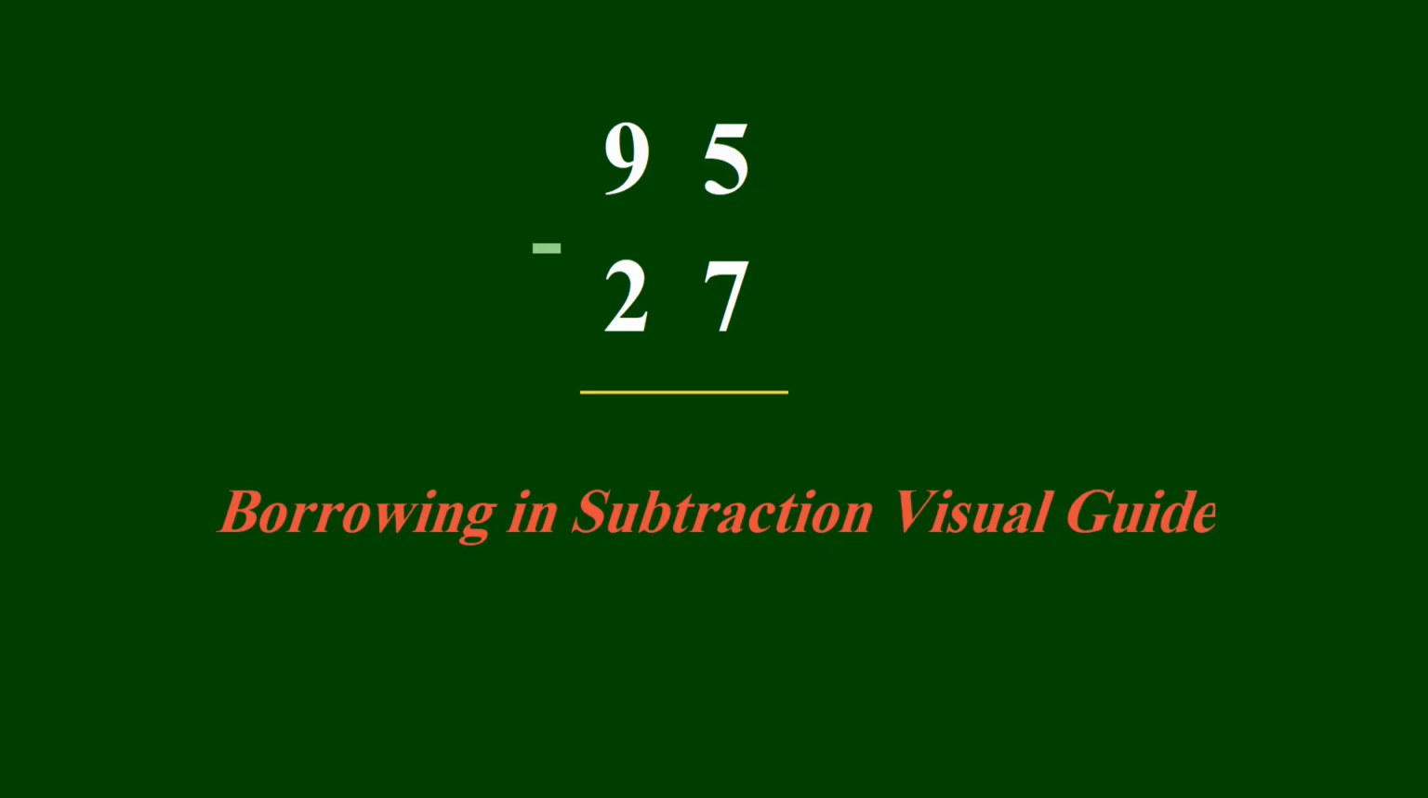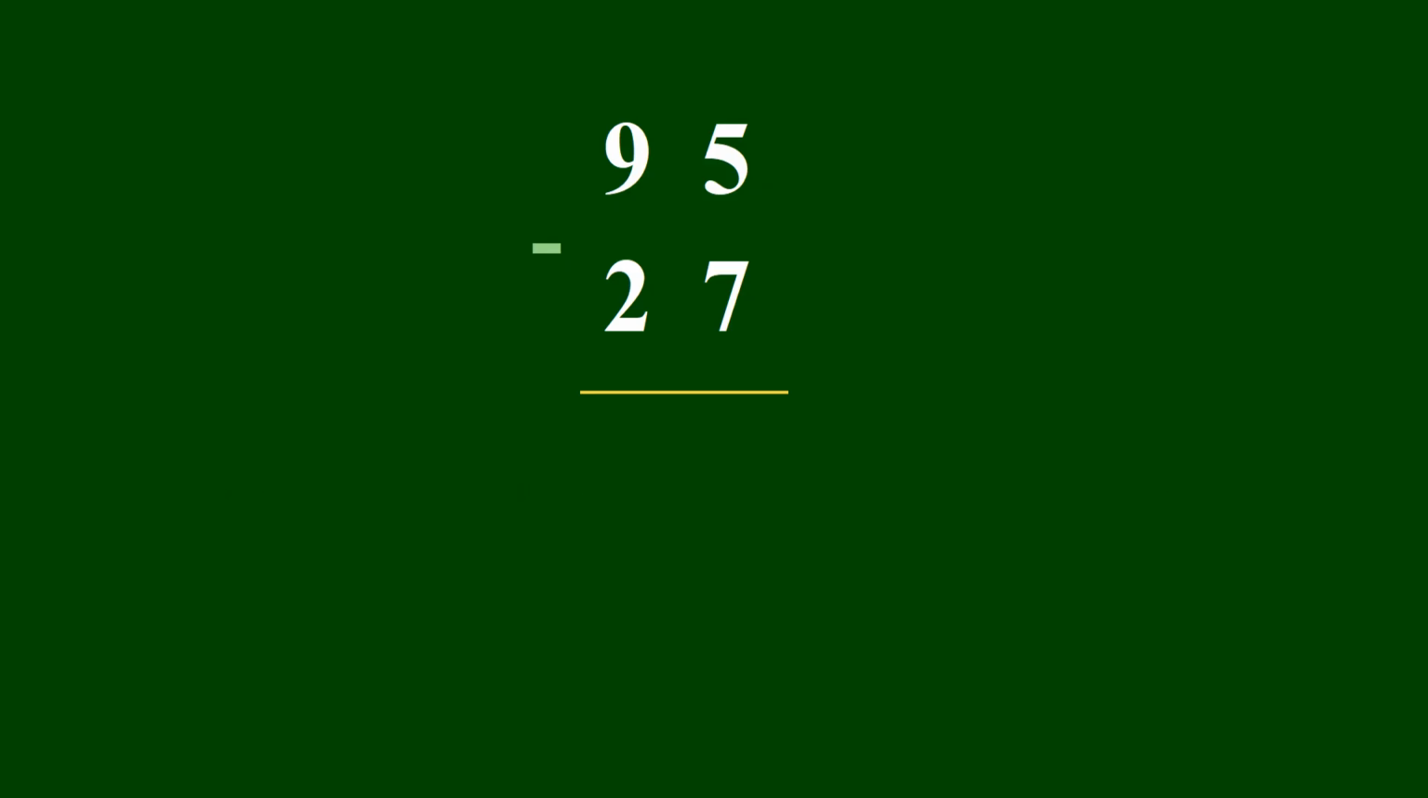In this video, let's solve this subtraction problem. 95 minus 27. The ones column is on the right and the tens column is on the left. We start solving the subtraction problem by subtracting the numbers in the ones column.